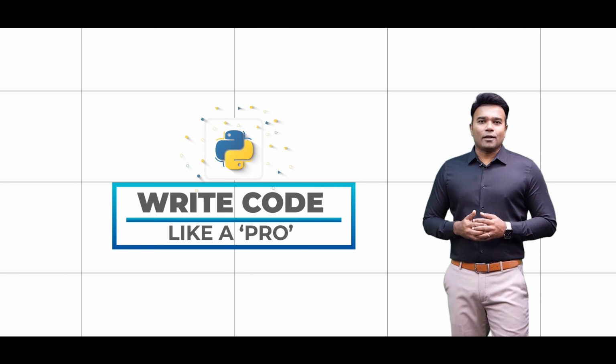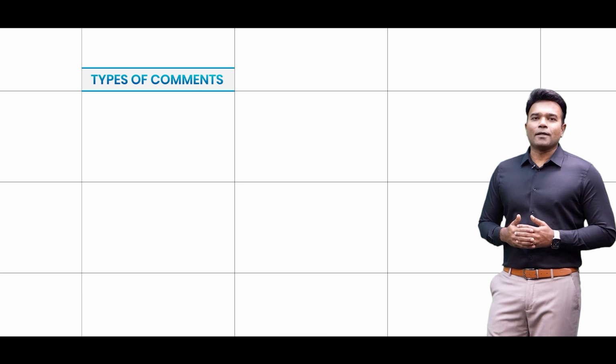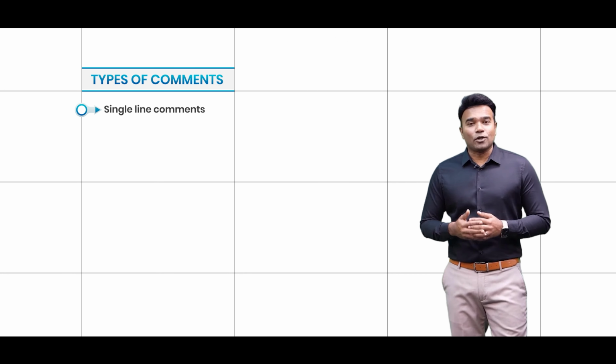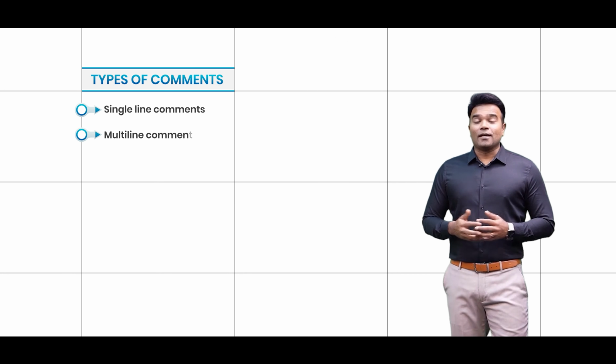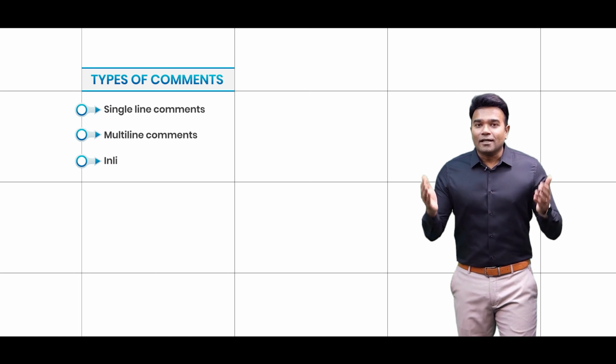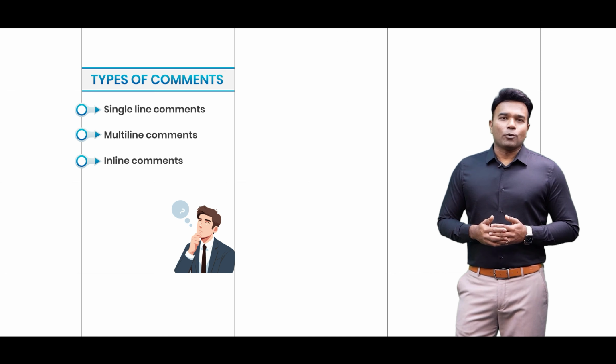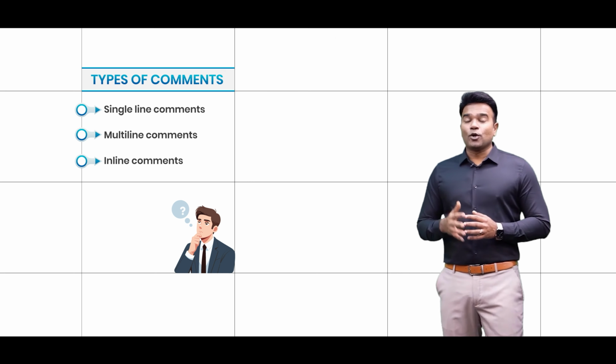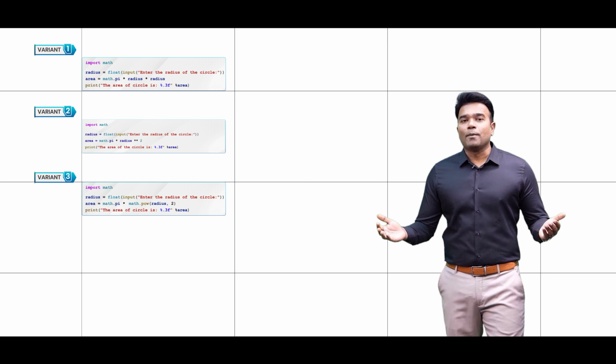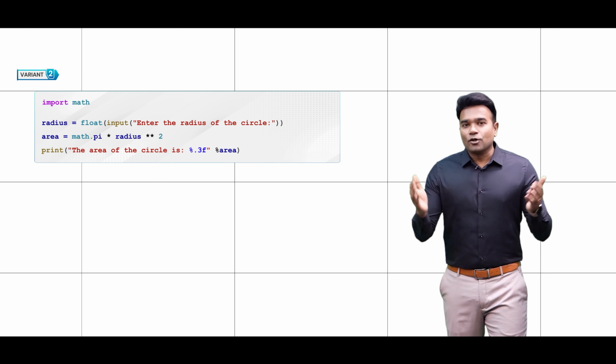And particularly in Python, let me tell you that we have three different types of comments. We have something called the single line comments. We also have something called the multi-line comments and also something called the inline comments. So what really are these three different types of comments and how do we really use them in our programming code? Let me explain. Let me again consider this second version of the code.